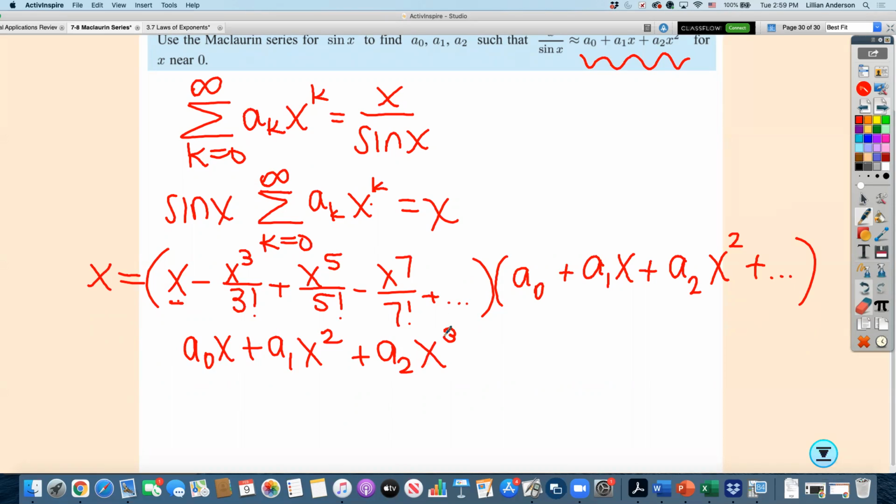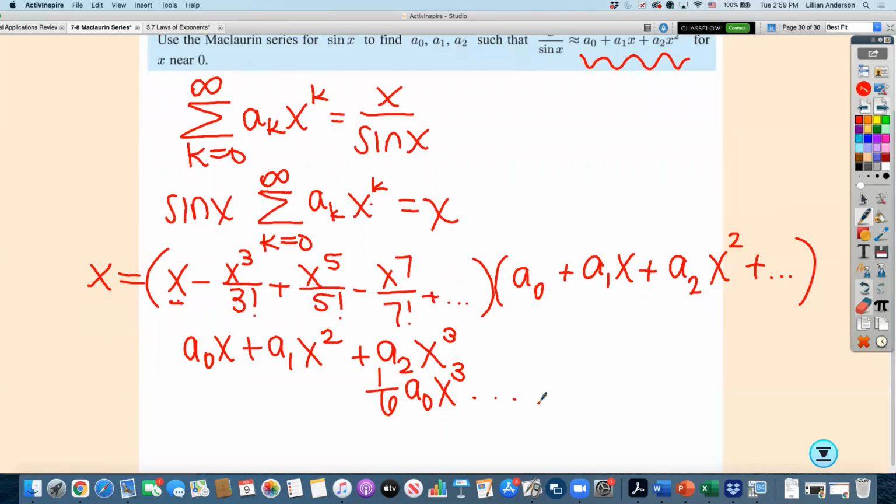Then I'm going to do the same thing with this. What's 3 factorial? 6, okay? So I'm basically multiplying a negative 1/6 x to the 3rd by a sub 0. So that's going to give me negative 1/6 a sub 0 x to the 3rd, and more terms after that. Then I'm going to multiply x to the 5th over 5 factorial to every term.